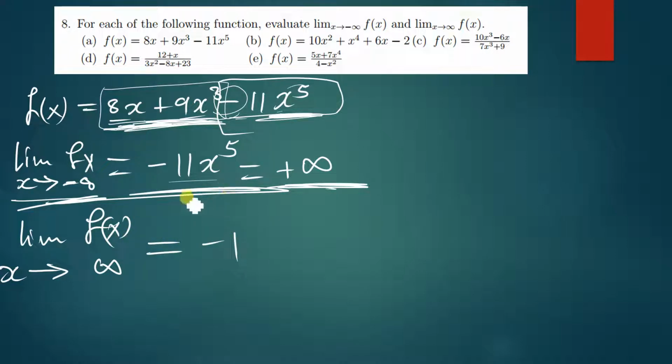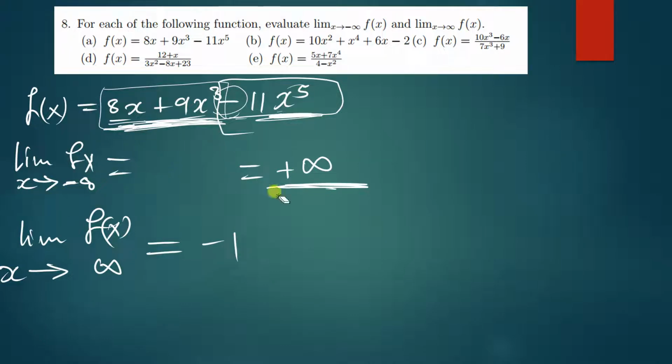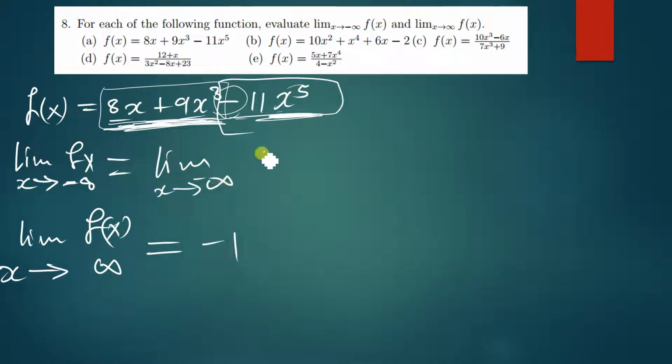Okay, let me do this. Even here, the way I wrote it wasn't correct. Let me do this. So this is just the same as saying the limit as x approaches negative infinity of negative 11x to the power 5. So this one is the one that is giving us positive infinity.